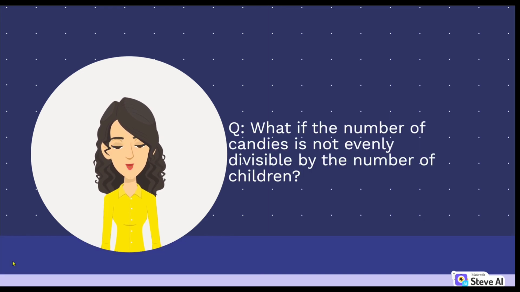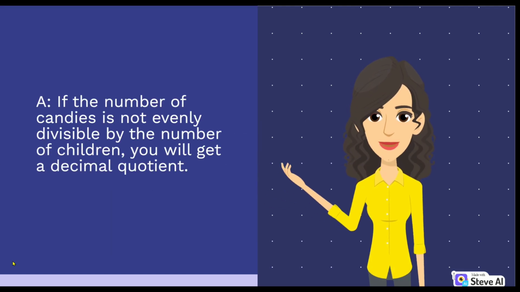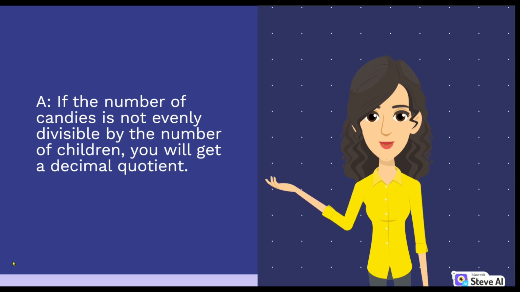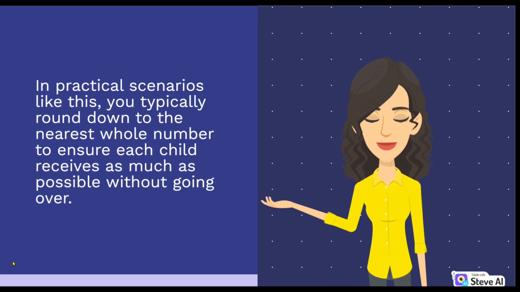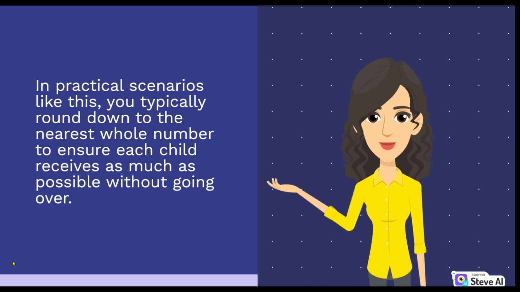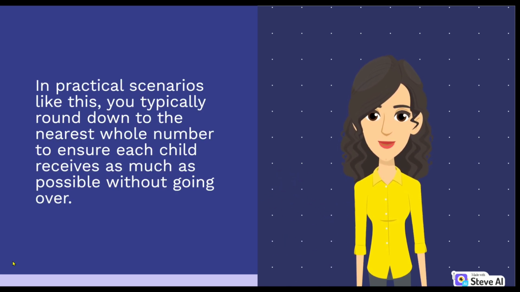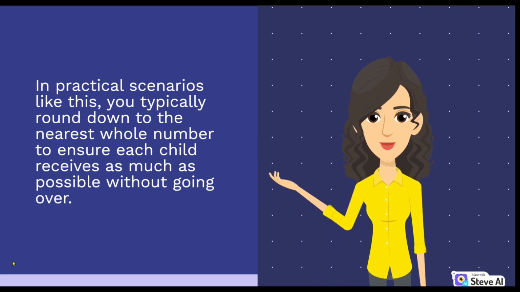Question: what if the number of candies is not evenly divisible by the number of children? A. If the number of candies is not evenly divisible by the number of children, you will get a decimal quotient. In practical scenarios like this, you typically round down to the nearest whole number to ensure each child receives as much as possible without going over.